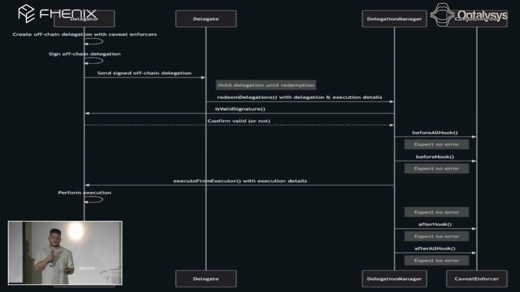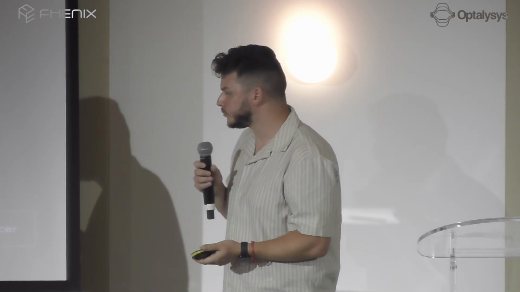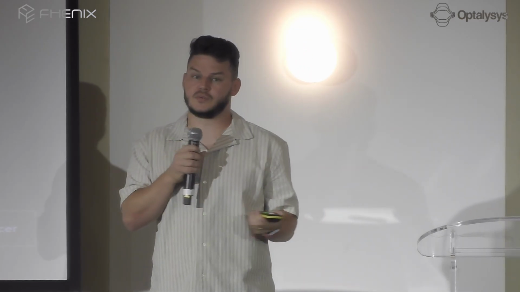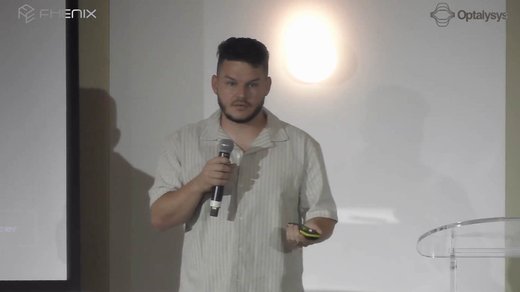What's really cool about that is we have pre and post execution hooks. So we can do really cool things with the caveat enforcers, right? Like I said, in the pre-hooks, the before hooks, you can check, hey, this guy's trying to transfer 100 tokens. Like, that's cool and all. But in the after hook, you could also check what does the user get in return, right?